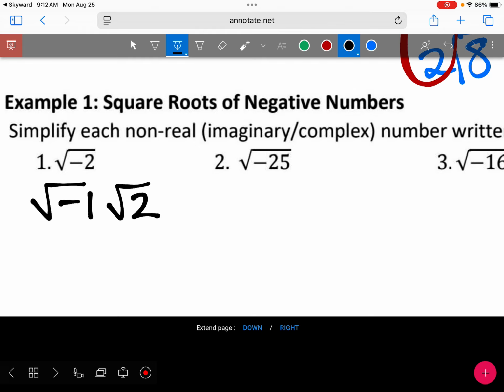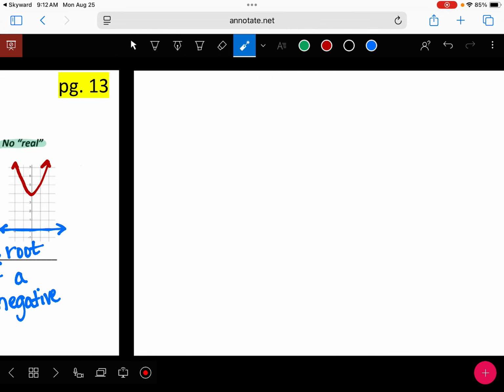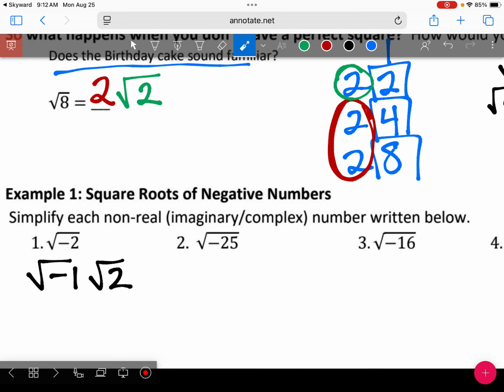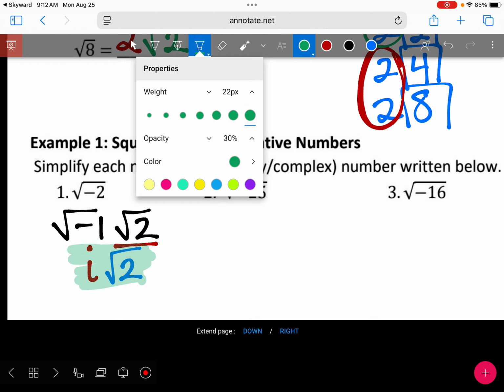Now, going back to what we started off saying here, the square root of -1 is equal to what? I. So I'm going to change the square root of -1 to I. And then this stays under the radical, and it's just going to go behind the I. And that's your answer. That's it.